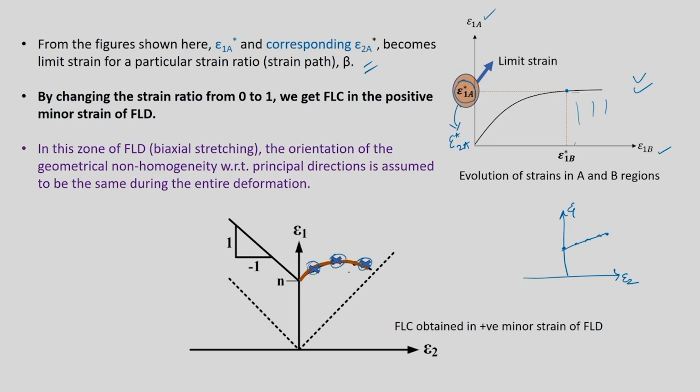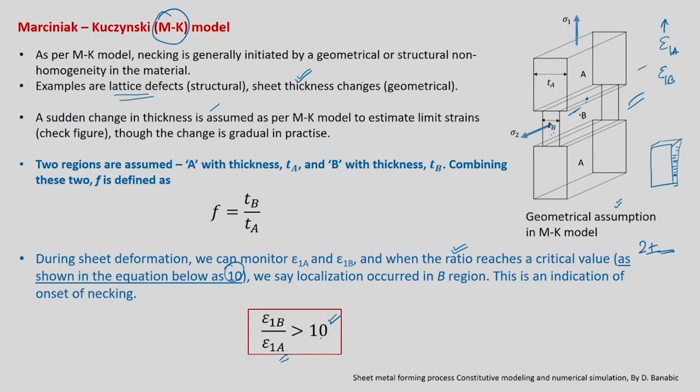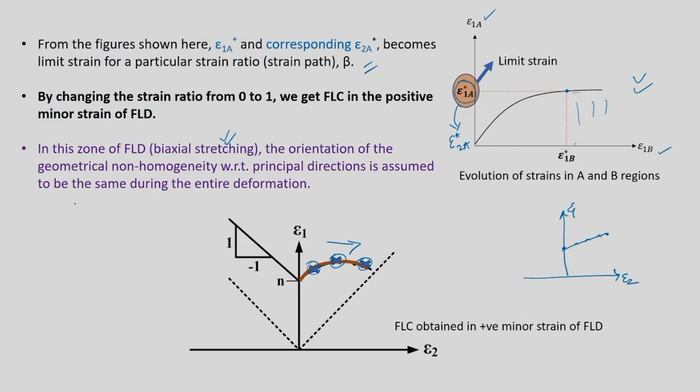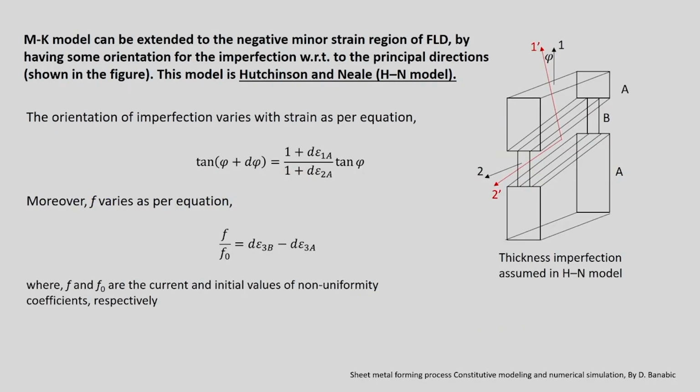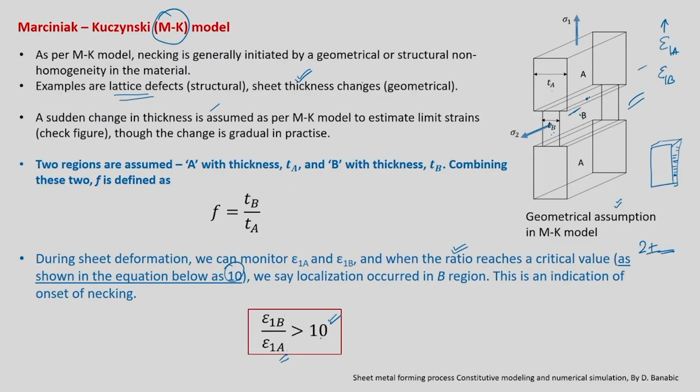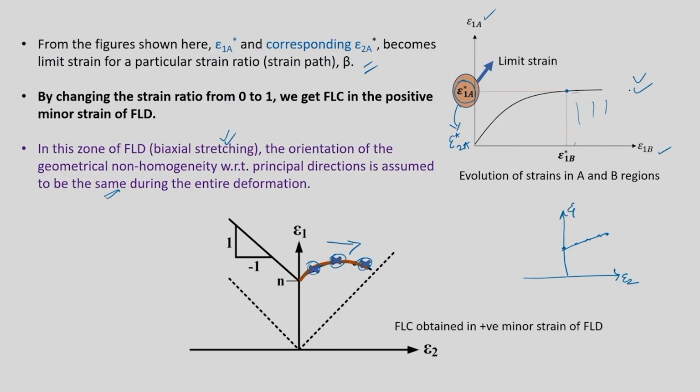1, 2, 3, you are going to get this brown color line, which we are going to call a forming limit curve. So, in this zone of the FLD, that is the biaxial stretching side, the orientation of the geometrical non-homogeneity, that is this thickness reduction, with respect to the principal direction is assumed to be the same during the entire deformation. To start with, it is the same. This orientation is exactly perpendicular to your 1 direction, and that is going to remain the same throughout the course of deformation.